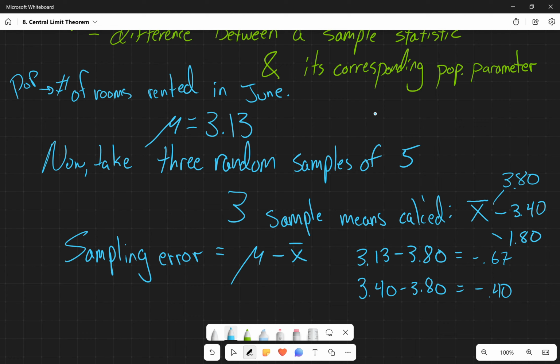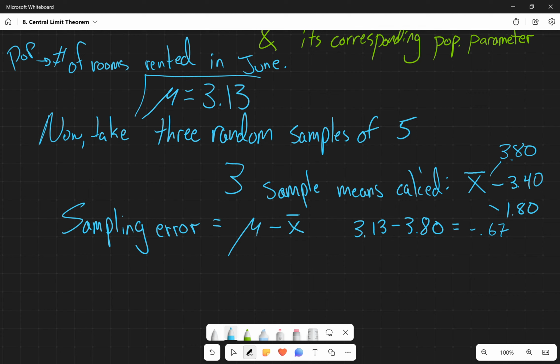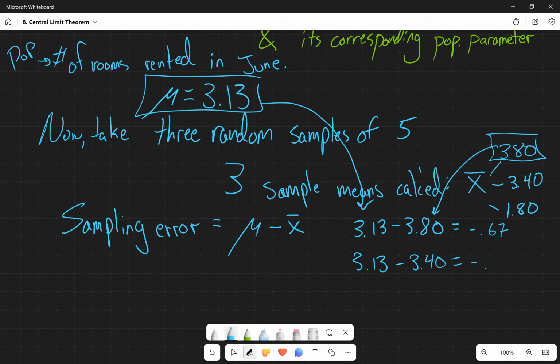Oh wait, hold on. I should rearrange this. I screwed this one up. Let's just go back a little bit. So this is our mu. This is always going to go first. This is our x bar. It's always going to go second. It's not that hard, Chris. So 3.13 minus now 3.40. And so this is going to give us a negative 0.27.